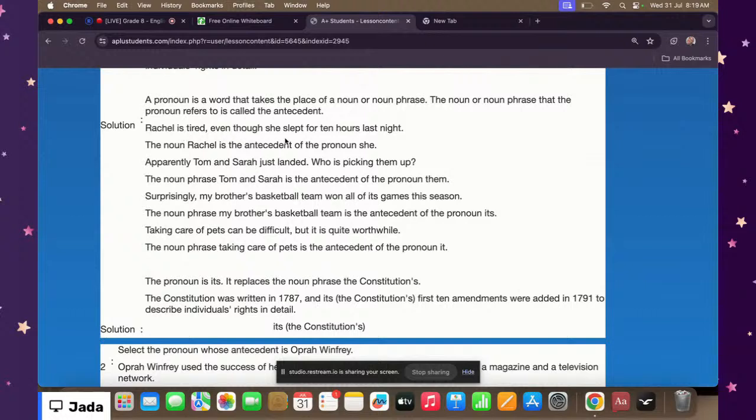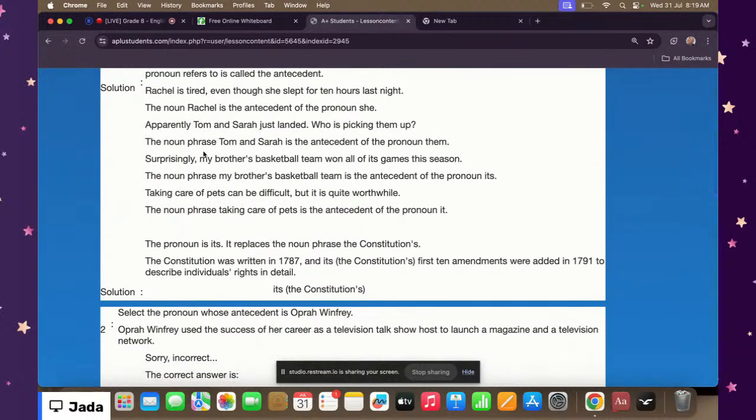Rachel is tired even though she slept for 10 hours last night. The noun Rachel is the antecedent of the pronoun she. Apparently, Tom and Sarah just landed. Who is picking them up? Now, the noun phrase Tom and Sarah is the antecedent of the pronoun them. So the pronoun is them there, and the noun or noun phrase is the antecedent.